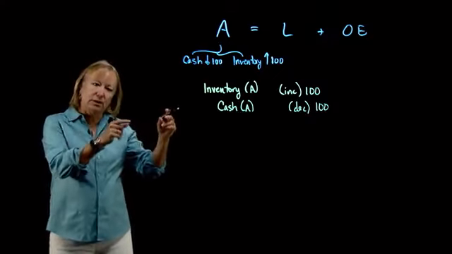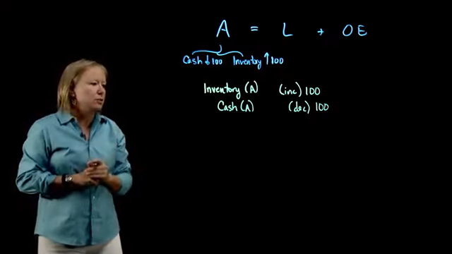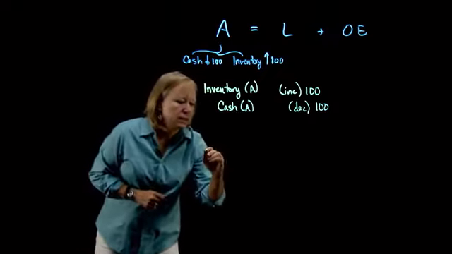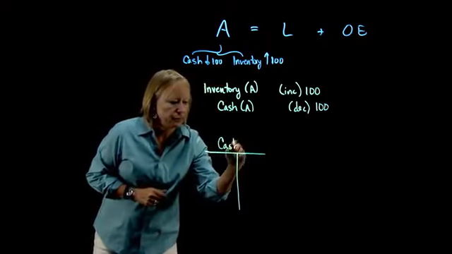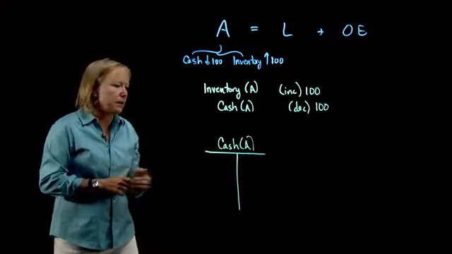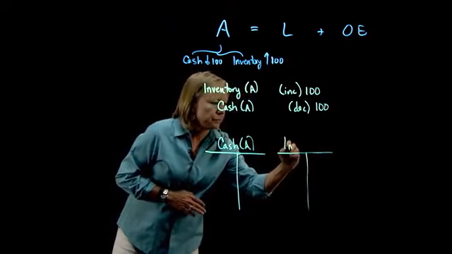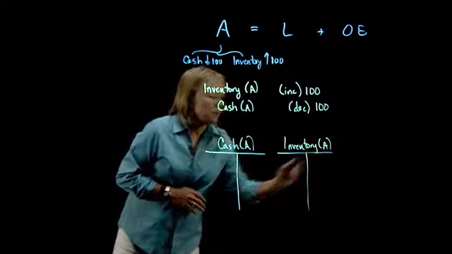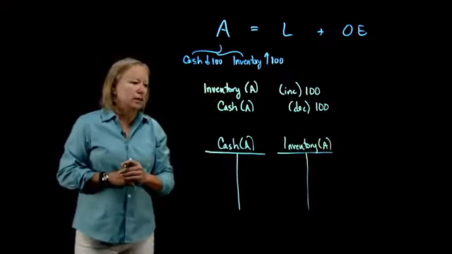Once we've written the journal entry, that journal entry gets posted into the individual accounts. So let's do that. We have 2 accounts that are affected, so let's create a T account for each one. I always like to put the type of the account beside the account title just so that I don't forget. Okay, so I've got a T account for each of the accounts that are affected by the journal entry.